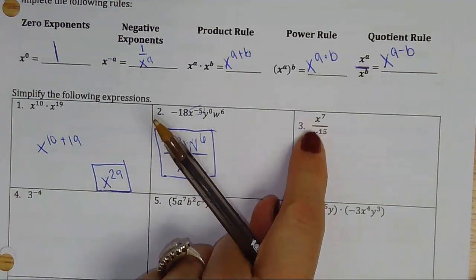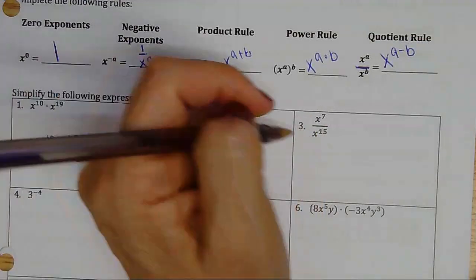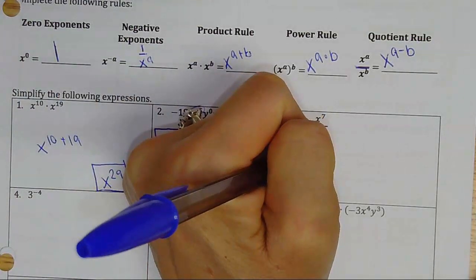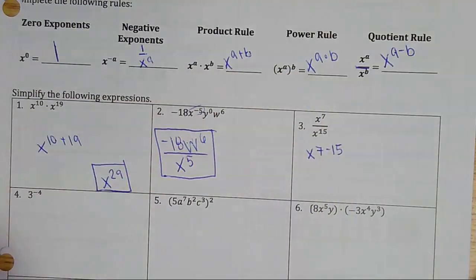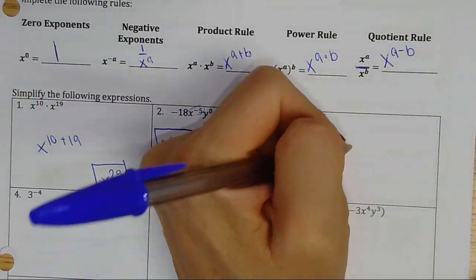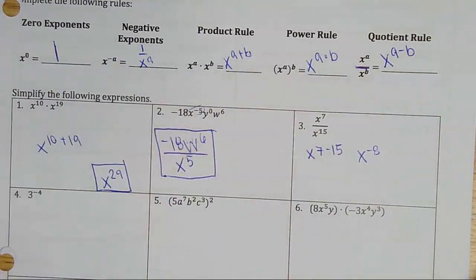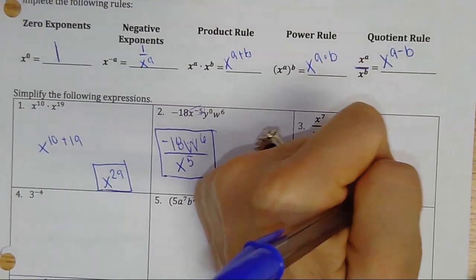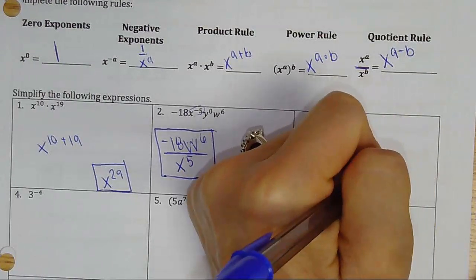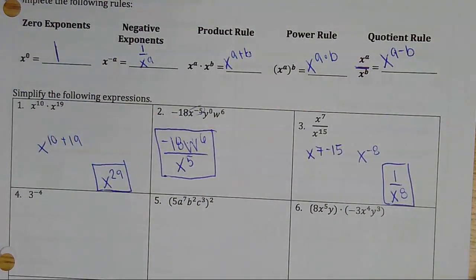All right, next up, we're going to think subtracting our exponents. So x to the 7th minus 15, well, that's going to be x to the negative 8, but that has to move to the bottom because we can't have a negative exponent, so x to the 8th.